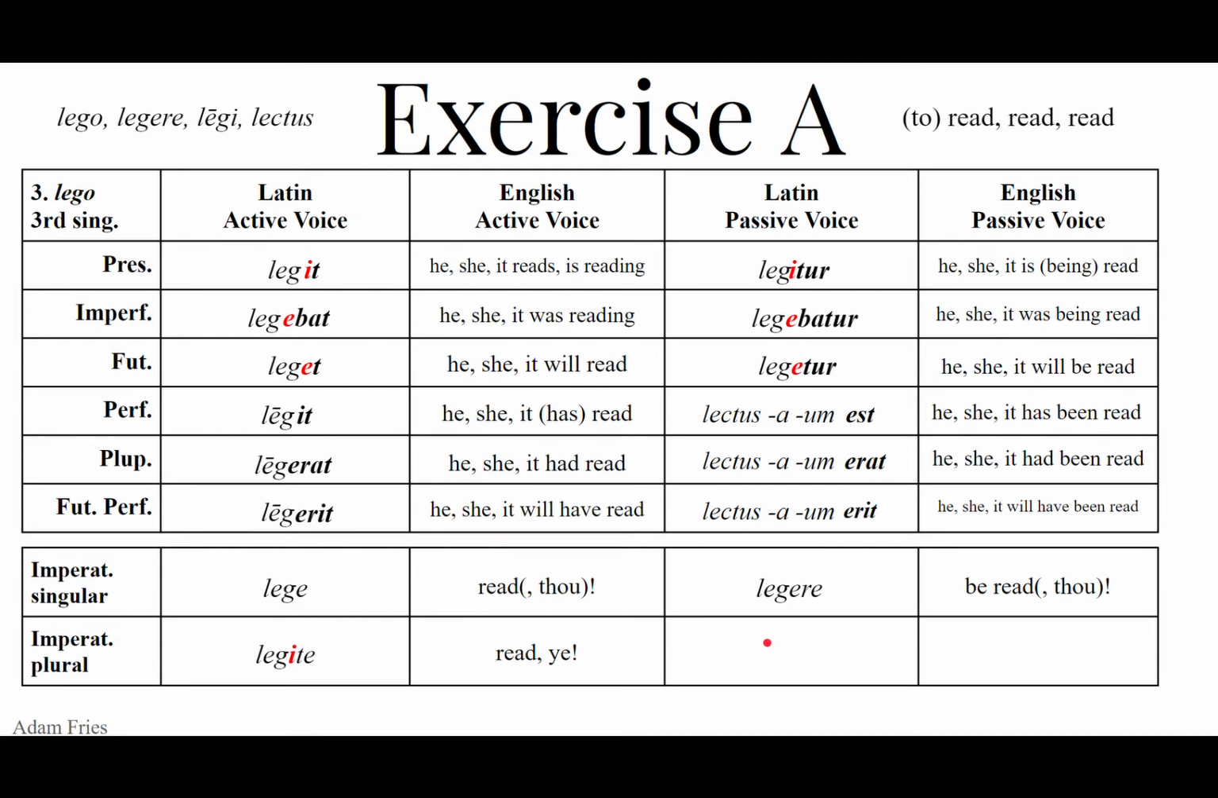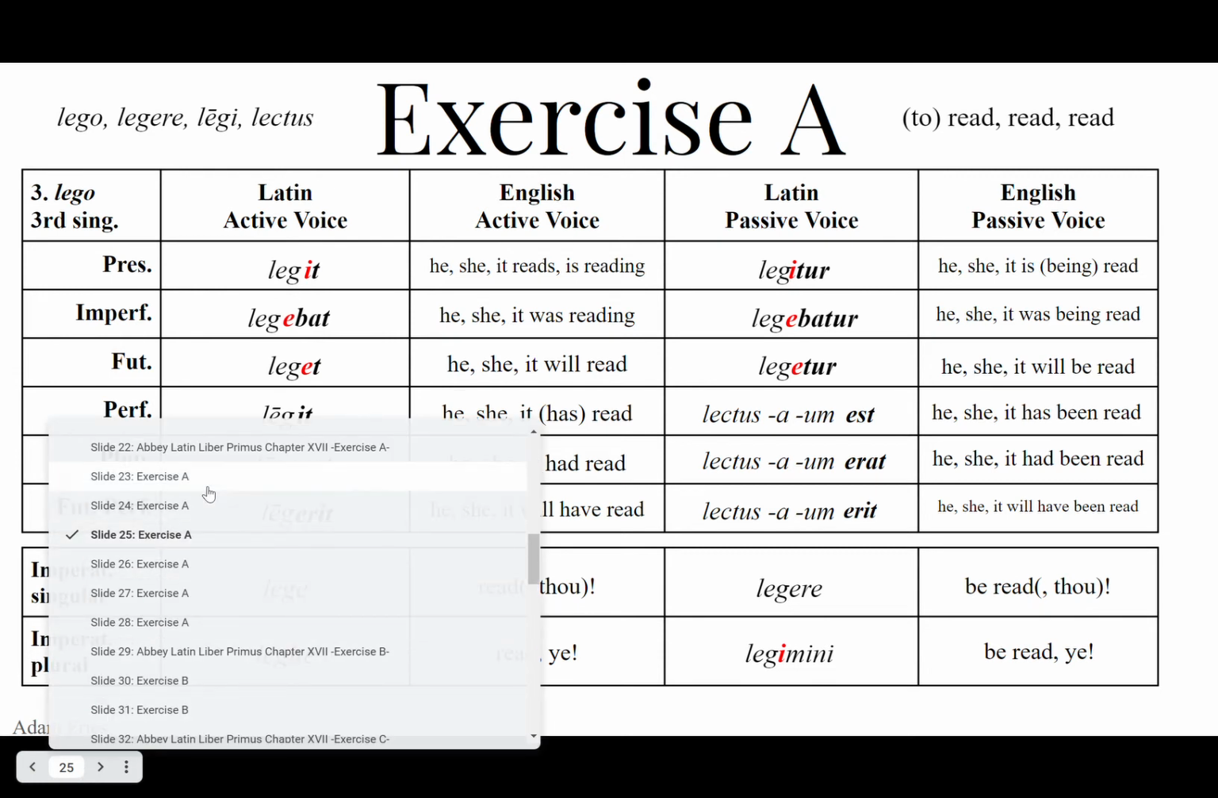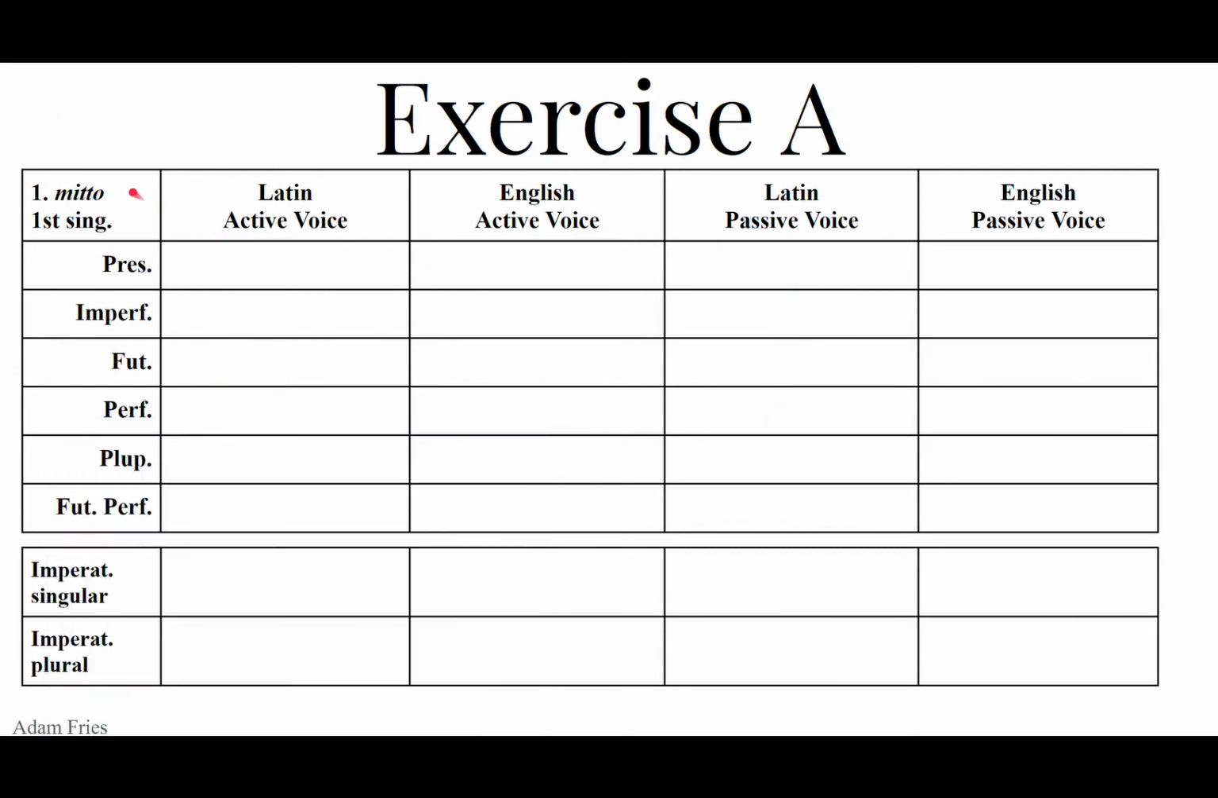Legite. Then the passive, legimini. That would be the same as the second plural, present passive indicative. So it would be the same form as ye are being read. Context will tell you if it's that translation or the imperative passive plural, be read, ye. Come on, guys, get read. Hurry up, let's do it. Optime, very well done. Now let's move back to number 1.